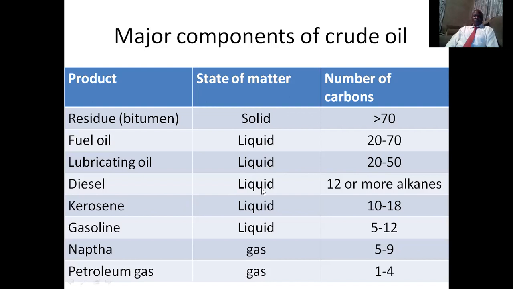Diesel is a liquid collected as a fraction, which has 12 or more carbon atoms, and these are alkanes. Then paraffin or kerosene is a liquid. It has 10 to 18 carbon atoms. Then gasoline or petrol is a liquid. It has 5 to 12 carbon atoms. And then naphtha is a gas. It has 5 to 9 carbon atoms. And petroleum gas is a gas. It has carbon atoms 1 to 4.